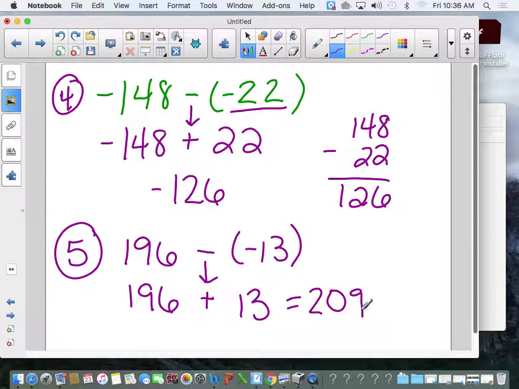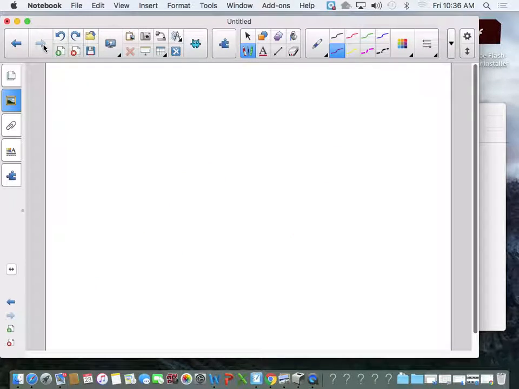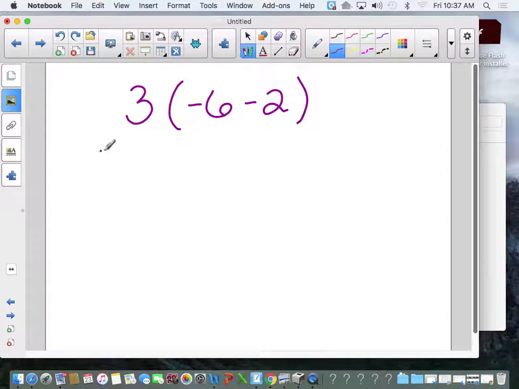Now, this became even more relevant when we started adding in order of operations with our integers. So, in this problem, 3 times negative 6 minus 2 all over negative 2 times 2. Well, order of operations tells me I need to do grouping first. Here's a grouping right here with my fraction bar. It's grouping the top together and it's grouping the bottom together.